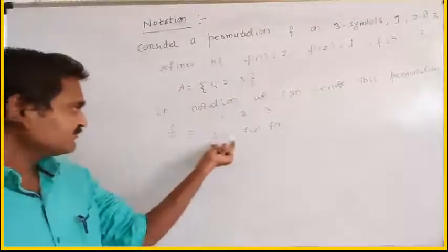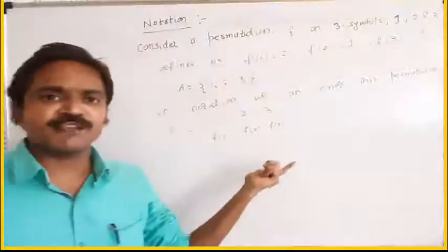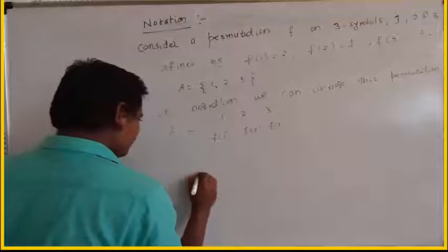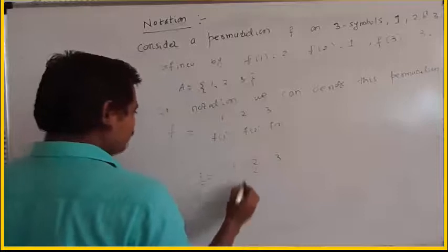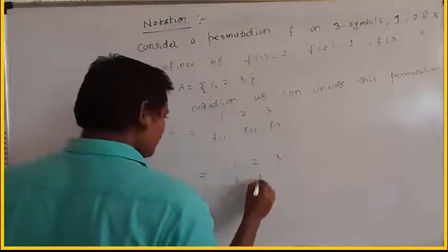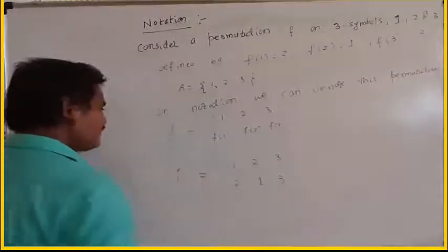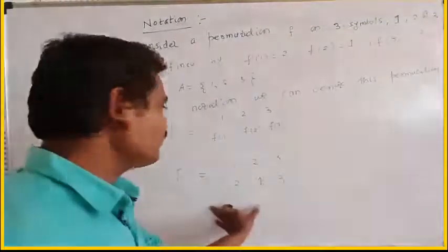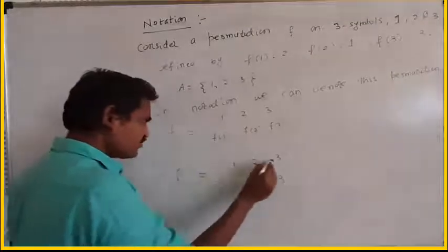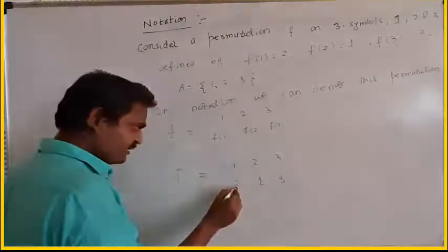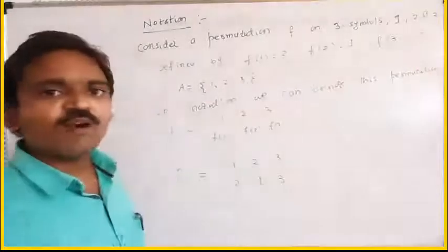If we know the images of each symbol, then this permutation is completely determined. So this is 1, 2, 3. What is f of 1? f of 1 is 2. What is f of 2? f of 2 is 1. What is f of 3? f of 3 is 3. So this is the short notation for a permutation on three symbols. The image of 1 is 2, image of 2 is 1 and image of 3 is 3. So this is the notation for permutation.